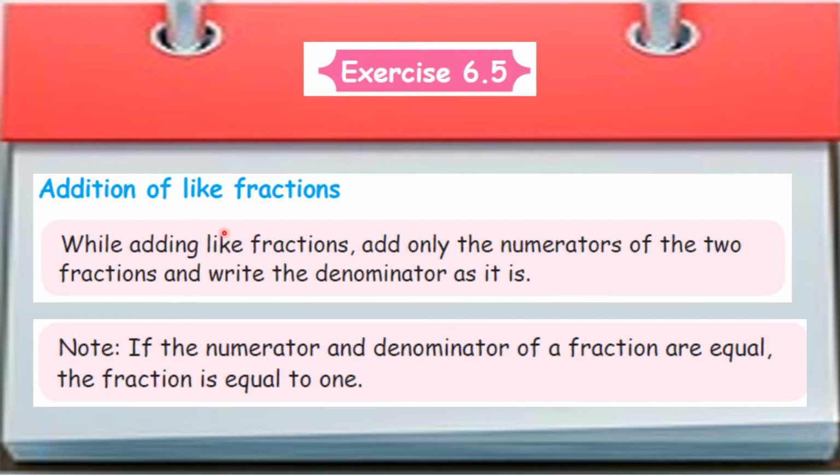For that, these 2 points are very important. I'll read it. While adding like fractions, the denominator should be the same. If the denominators are the same, then those fractions are called like fractions. So while adding like fractions, add only the numerators of the two fractions and write the denominator as it is. While working out all those sums, you will understand this hint.